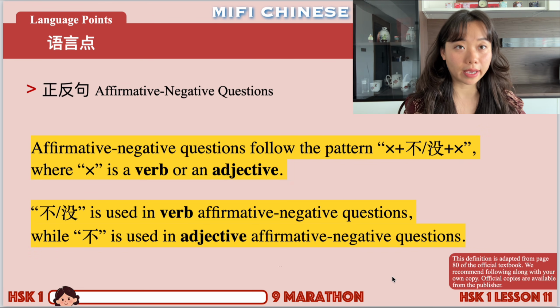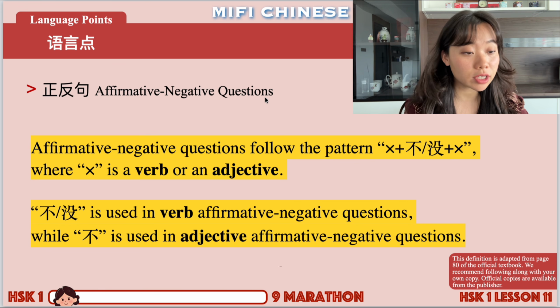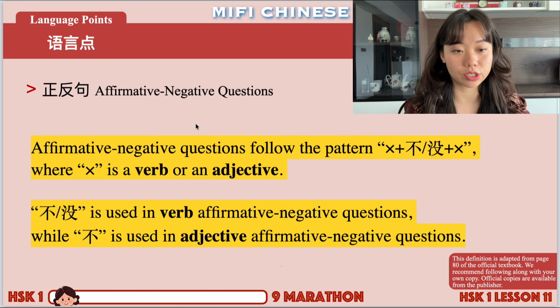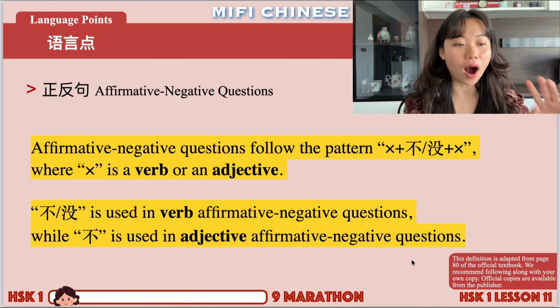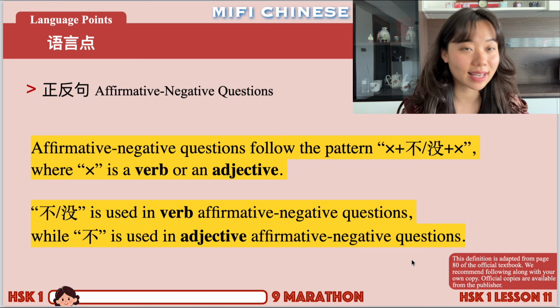Now let's look at the language point of this lesson. It is called affirmative negative questions. The definition is: affirmative negative questions follow the pattern something plus 不 or 没 plus something, where something is a verb or an adjective. 不 or 没 is used in verb affirmative negative questions, while 不 is used in adjective affirmative negative questions. Okay, I know it sounds confusing. What does it mean? Let's explain.